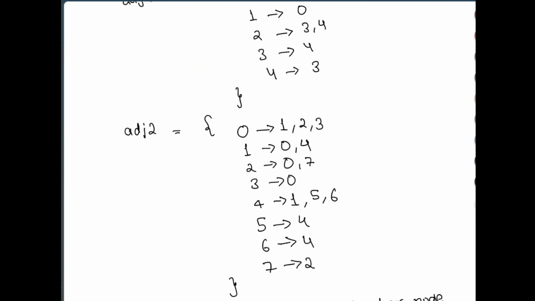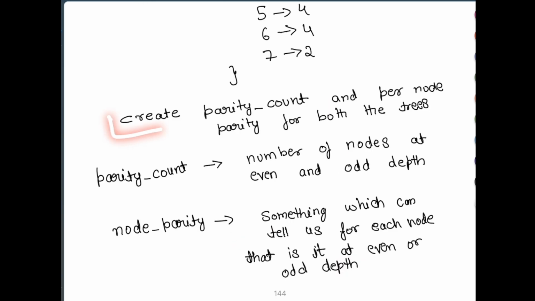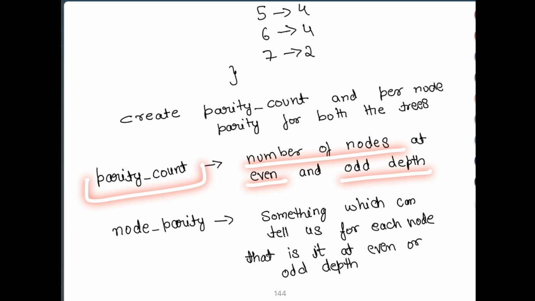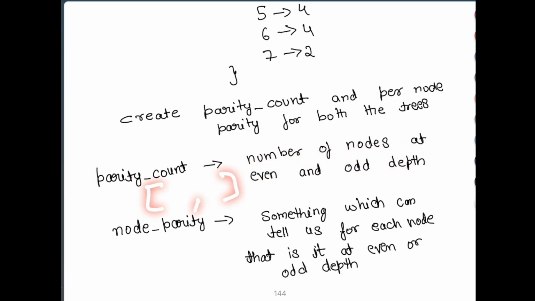Similarly, we will create the adjacency list for the second tree, which is going to tell us, for each of the nodes in the second tree, what are the different nodes we can reach. Next, we need to create parity count and per node parity for both the trees, where the parity count is the number of nodes at even and odd depth for both the trees. So basically, this is going to be an array of 2 elements. The first is going to store the number of nodes at the even depth. The second element will be the number of nodes at the odd depth.